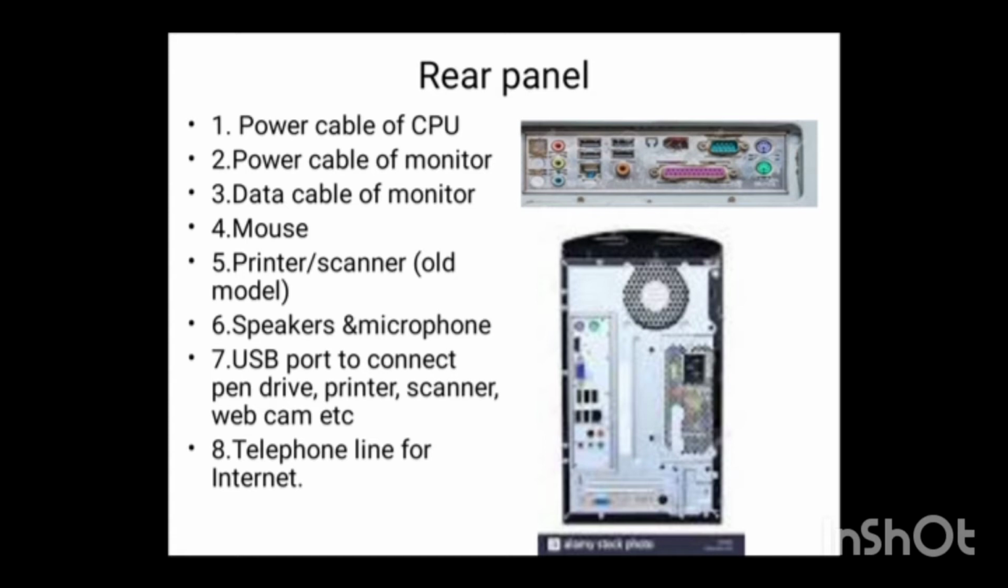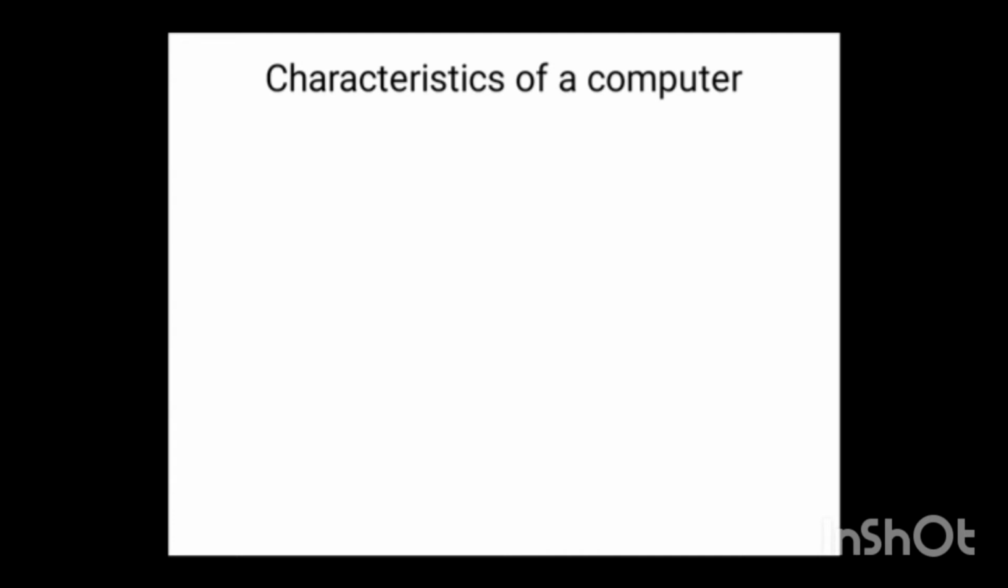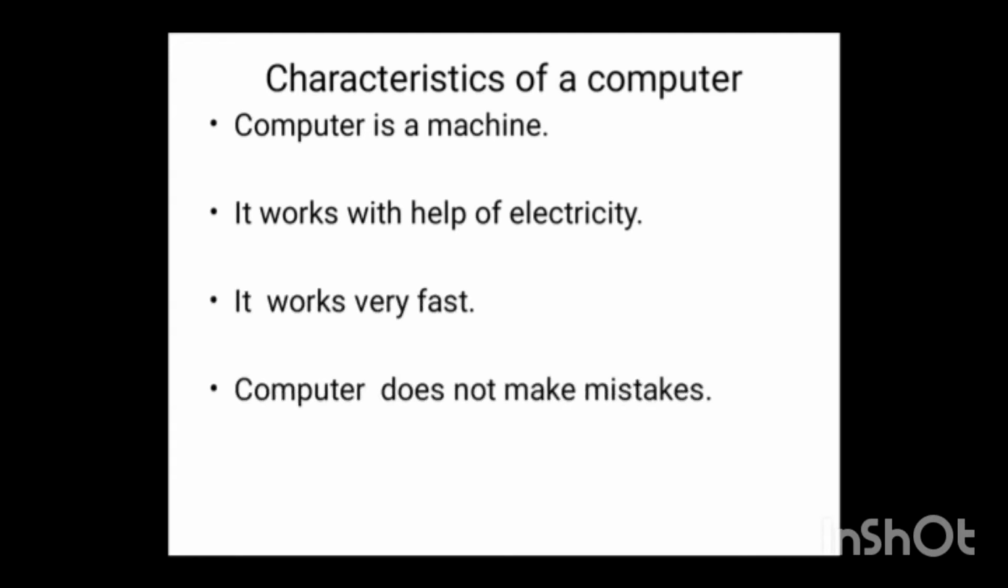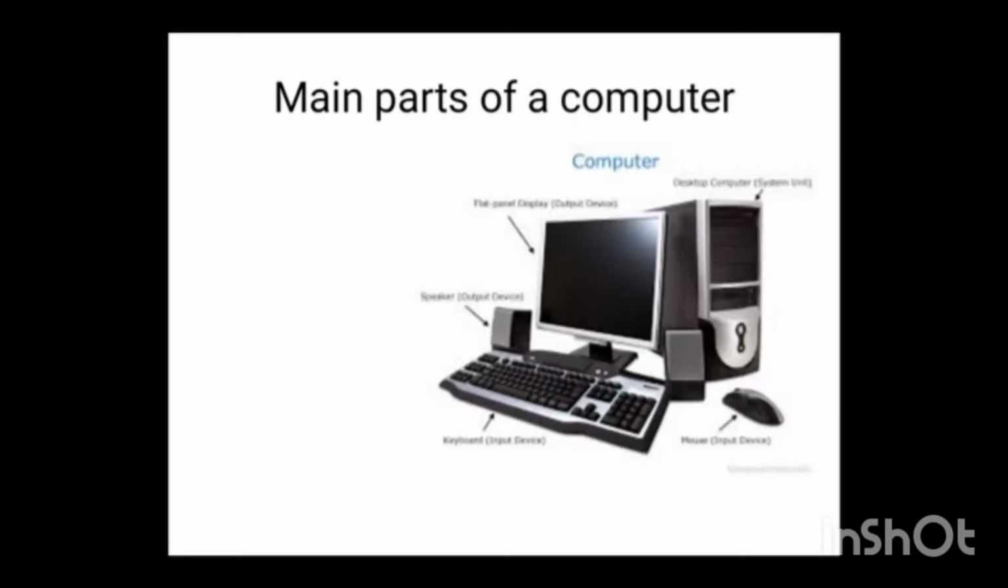Okay. Now let us look at a revision of this lesson, from the first onwards, what all things we learned. Characteristics of a computer. Computer is a machine. It works with the help of electricity. It works very fast. Computer does not make mistakes and computer does not get tired. And we learned about the parts of the computer, that is monitor, keyboard, mouse, CPU, speakers.